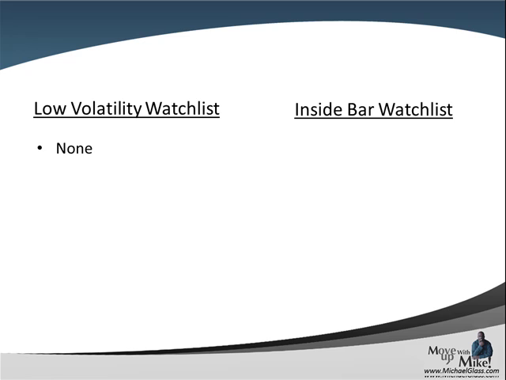Our inside bar watch list is where we watch the range of the day, high and low, and compare it to the previous day. In this case, we're looking at Friday, compare it to Thursday. And we do have one candidate, and that is the dollar Canadian. There were several inside bars on Thursday, but Friday we just have the one, the dollar Canadian.